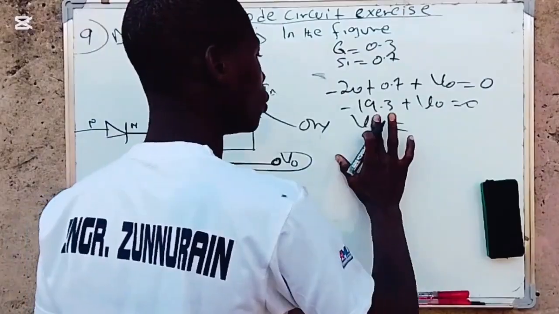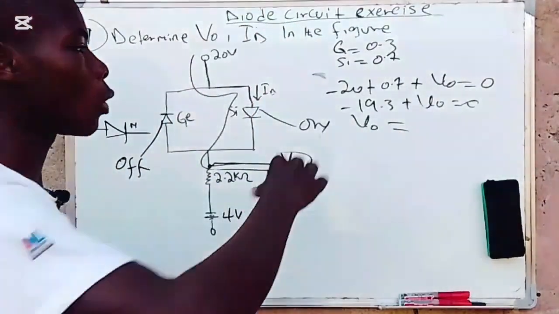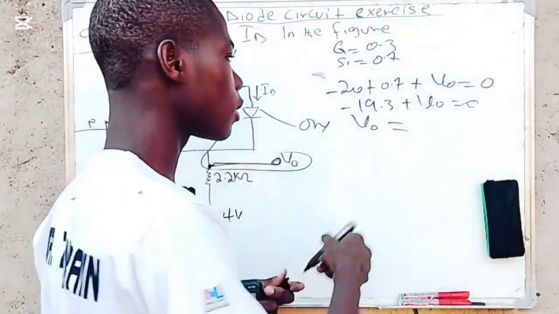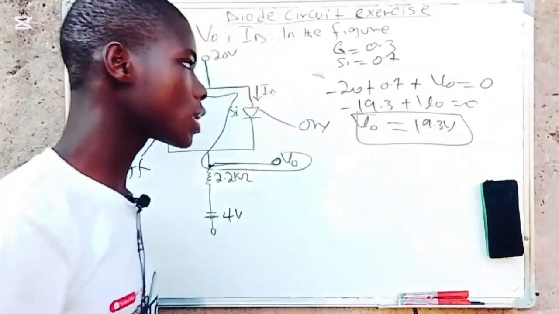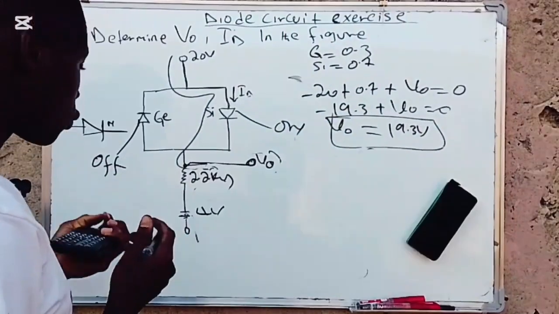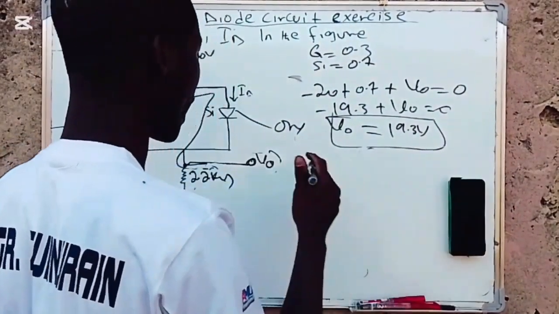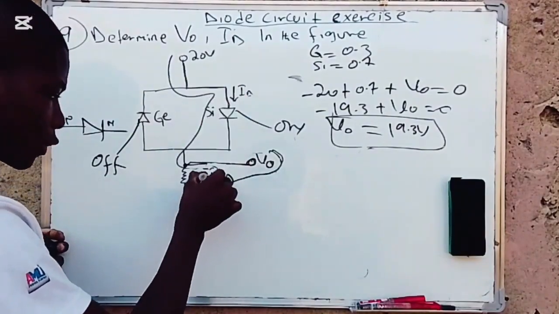V0 will keep as it is. So when the negative 19.3 crosses the equal sign, it will be 19.3 volts. So as you can see, we find the value of V0 first. To find the value of ID, I have to start from this V0, up or down. So I'll go down.